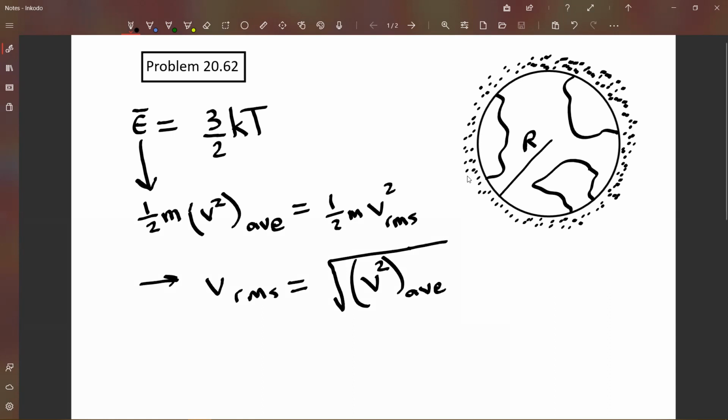Subtle difference there. Okay, so we could solve the problem here in terms of VRMS, but I think we're going to find it's easier just to deal directly with the energies. Because here's the idea.